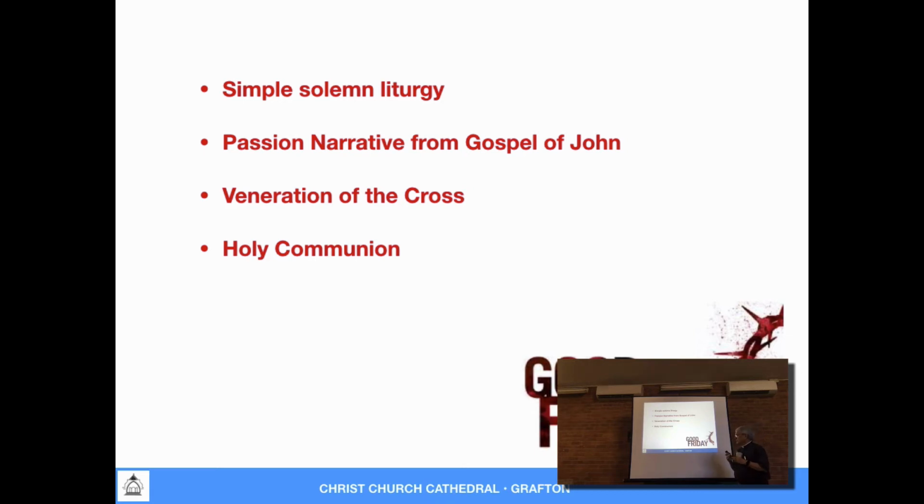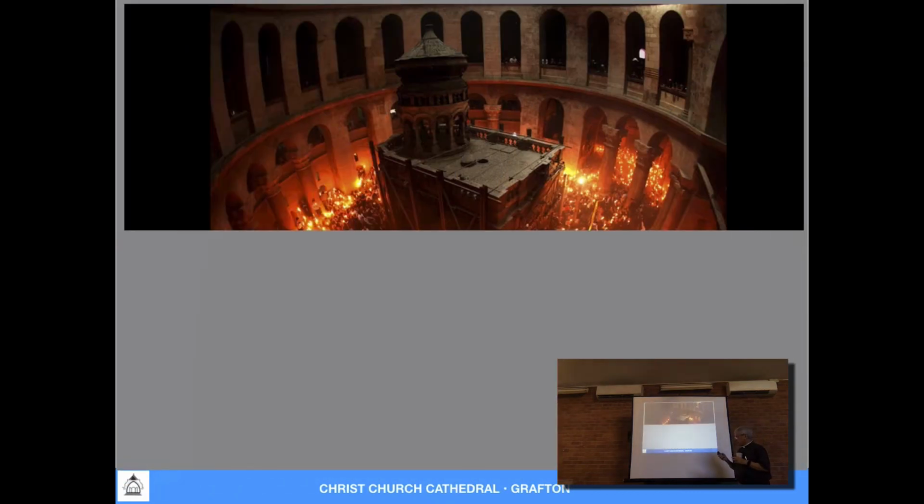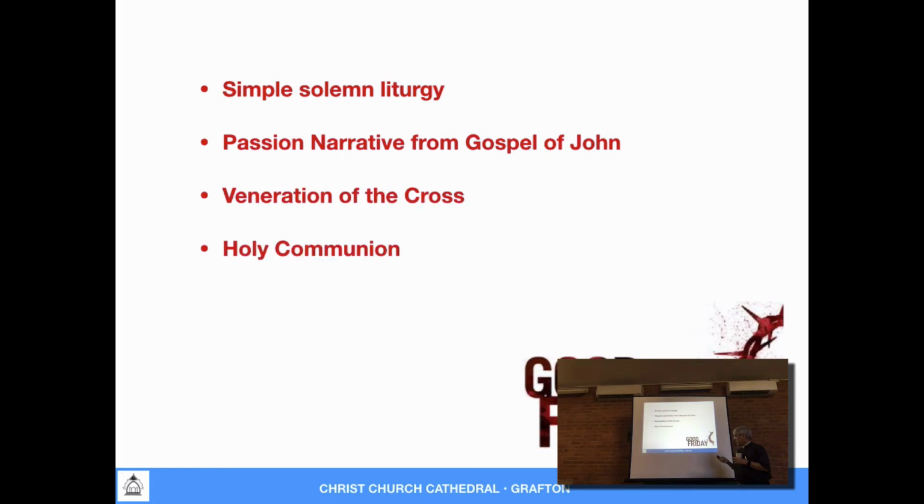And then the service just ends. The service ends in silence. There's no blessing at the end. People just move away quietly.